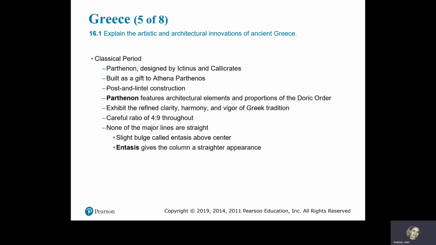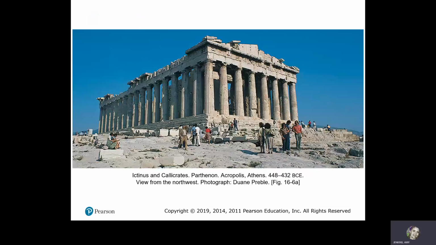None of the major lines are straight. There's a slight bulge called entasis above the center. Entasis gives a column a straighter appearance. So the entasis is the bulge. It's Ictinus and Callicrates, the Parthenon. It's part of the Acropolis in Athens, 448 to 432 BCE.